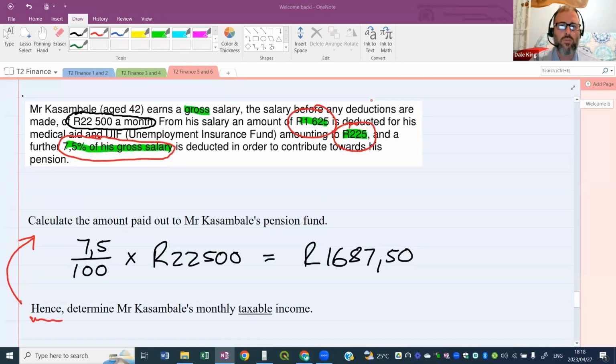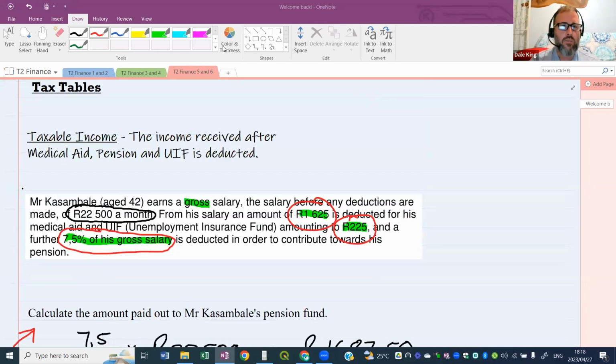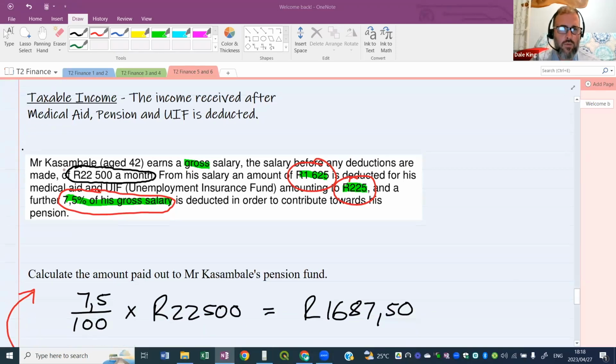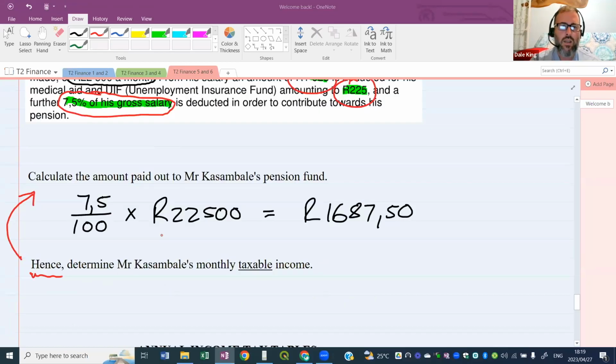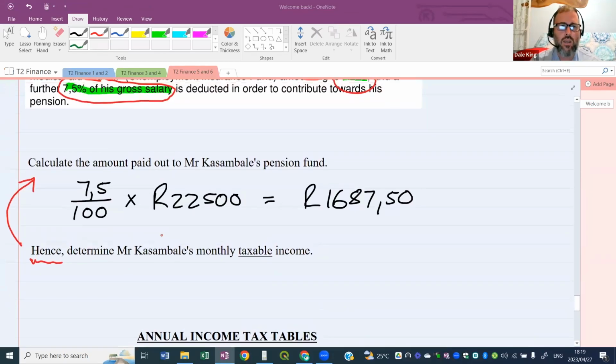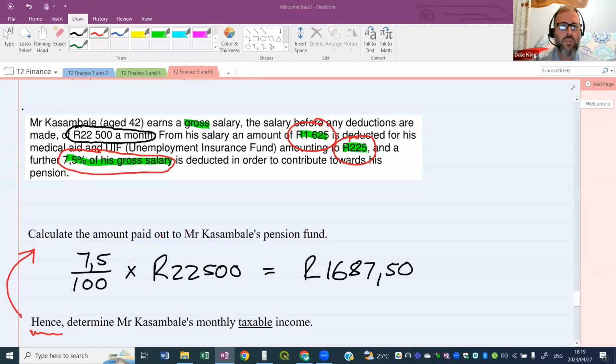I said before that the monthly taxable income is the amount received after medical aid, pension, and UIF is deducted. So we're going to take his income, which is 22,500, and deduct these three values, and then that is the taxable income, the income that's going to be taxed. You guys can do that. Take the income, remove the medical aid, the UIF, and the pension, and get a value, and let's see what you get.